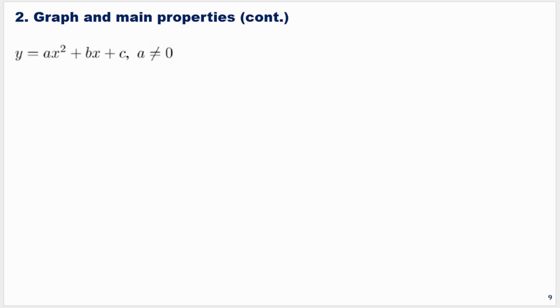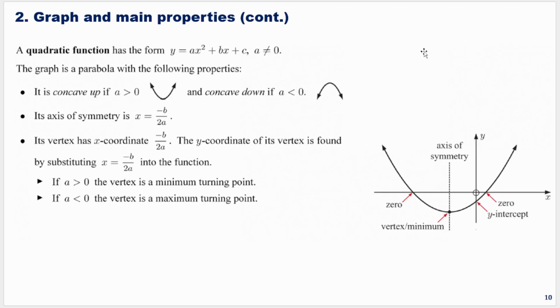Okay, so let's make a summary here. A quadratic function has the form y equals ax squared plus bx plus c, where a is not 0. The graph is a parabola with the following properties. It's concave up if a is greater than 0, which has this shape here, and concave down if a is less than 0, which has the shape here, like this.